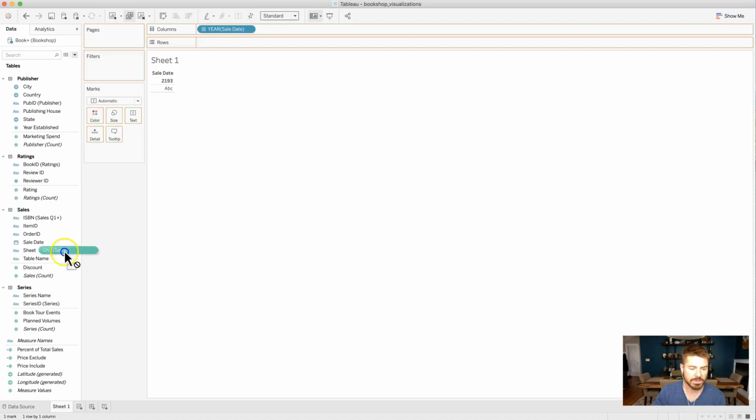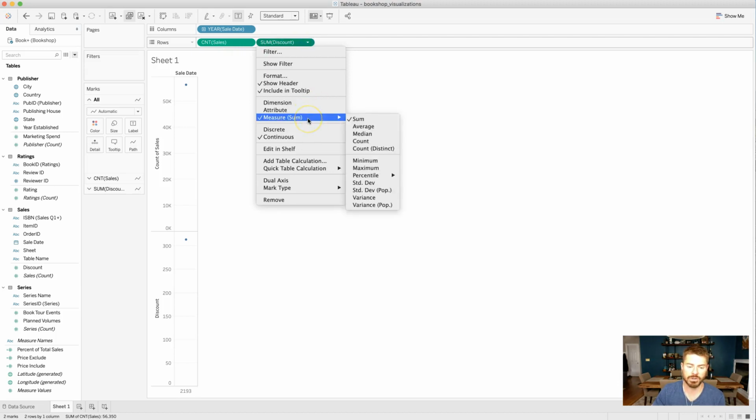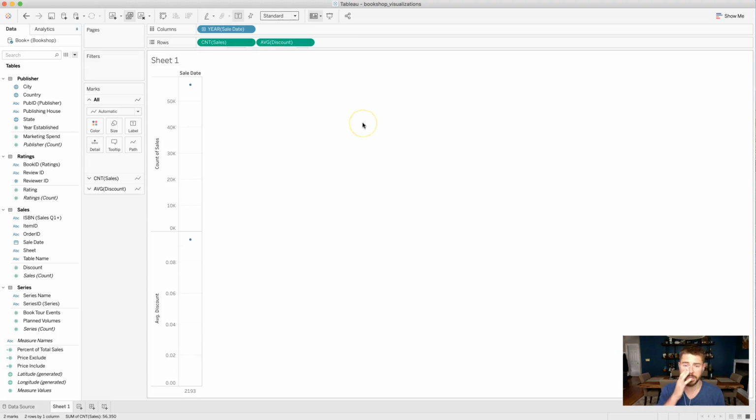So let's do the count of the sales for our rows. And then I also want discount here. And notice that the way that the sheet is organized, the count of the sales is really like the actual number of sales. But we don't want the sum of the discount. We actually want the average discount. So we're going to have to go down here and change the aggregation from sum to average. Okay, so that's just a small thing.